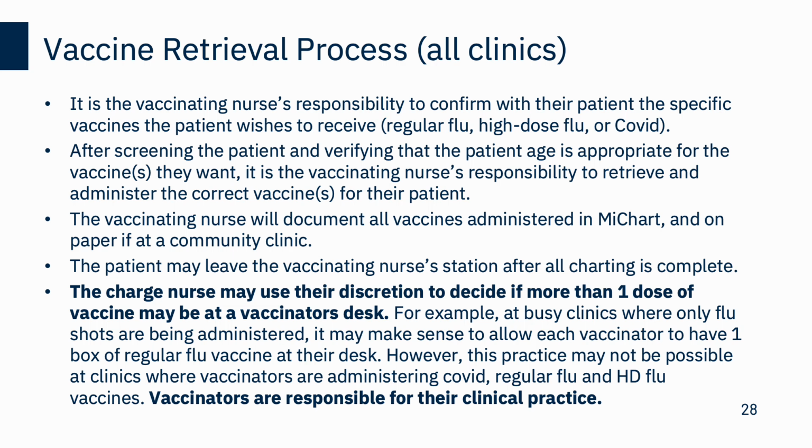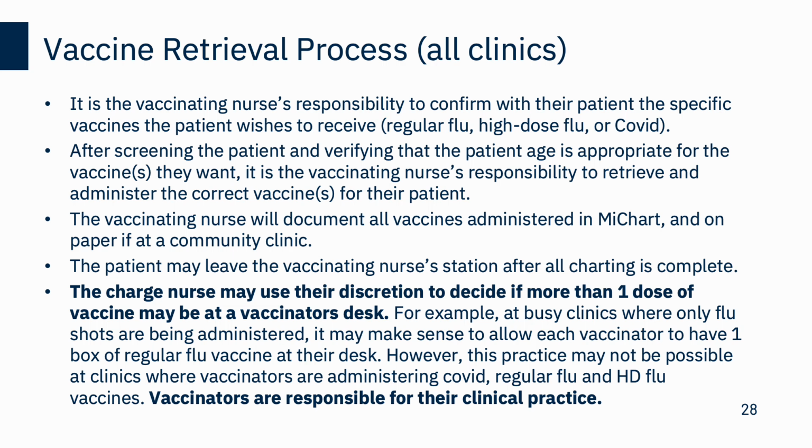Vaccine retrieval process for all clinics. It is the vaccinating nurse's responsibility to confirm with their patient the specific vaccines the patient wishes to receive. After screening the patient and verifying that the patient age is appropriate for the vaccines they want, it is the vaccinating nurse's responsibility to retrieve and administer the correct vaccines for their patient. The vaccinating nurse will document all vaccines administered in MyChart and on paper if at a community clinic. The patient may leave the vaccinating nurse's station after all charting is complete.